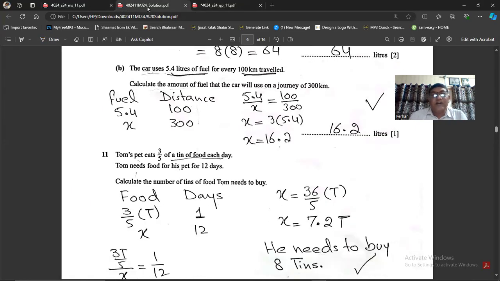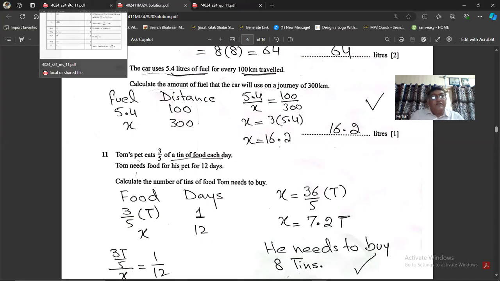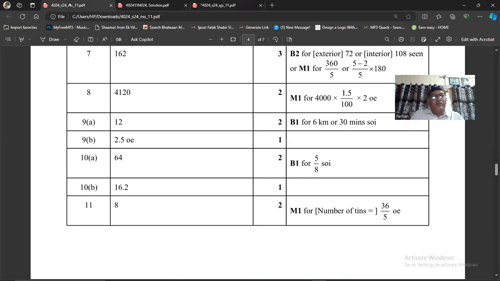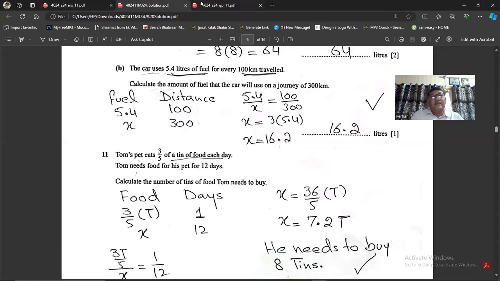So the solution is showing up here. So the fuel and distance: 5.4 liters is for 100 kilometers. So how much fuel is needed for 300 kilometers? So 5.4 divided by x is equal to 100 divided by 300. So cross multiply, and you will have x equals 3 into 5.4. So that is 16.2. So for 300 kilometers, you need 16.2 liters of the fuel. So 16.2 is the right answer, sir.